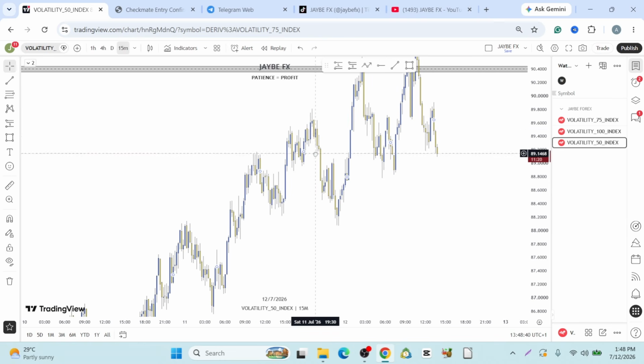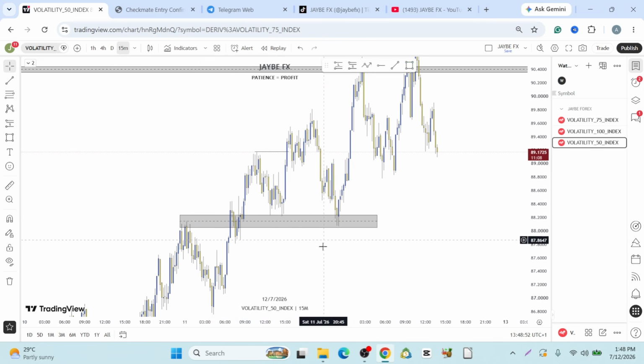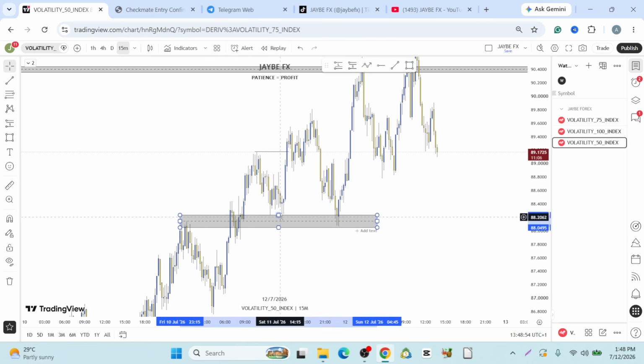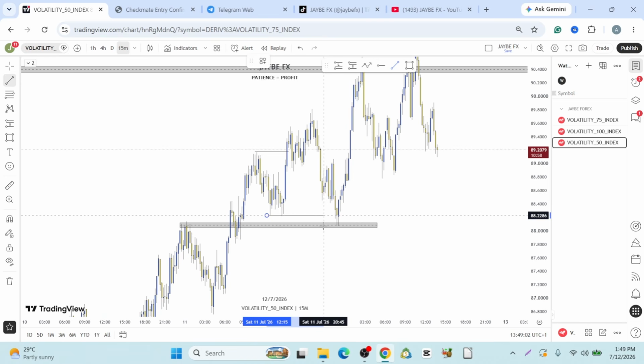So look at this. Before we mitigated this point of interest, we had a breakout structure. I will call this one a breakout block entry model, because we have this entire key level right about that spot. And if you notice, this one here took out this liquidity. This is more like a swing low liquidity. Why is it swing low?